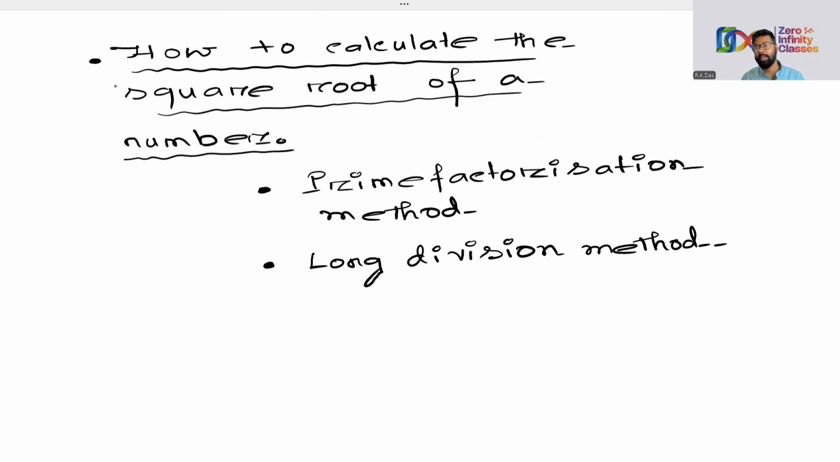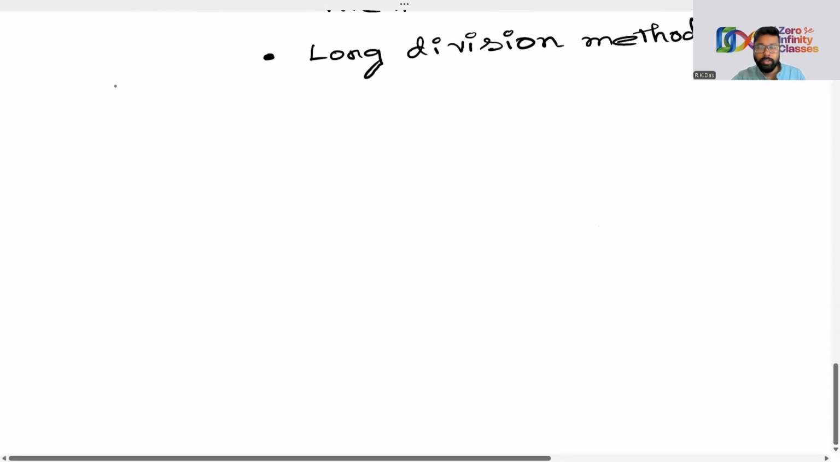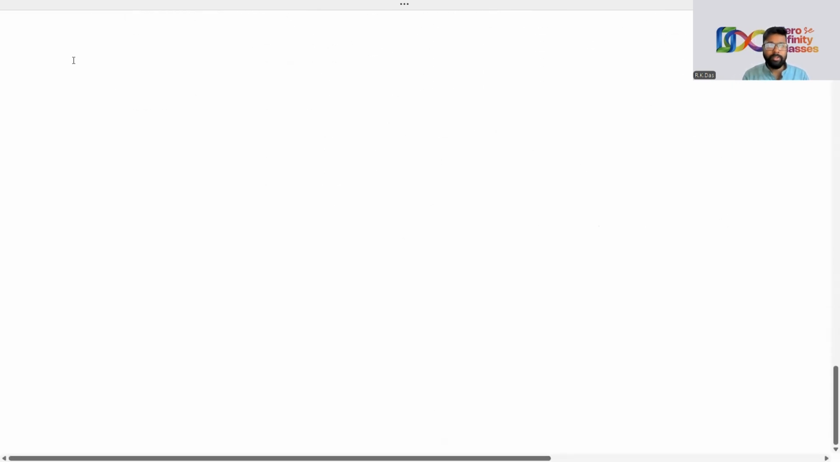With the help of the prime factorization method, we are going to calculate the square root of any number. Let me start with a very small number. Suppose we are taking 81. The question is, what is the square root of 81? Before that, we have to factorize 81. 8 plus 1 is 9. Since the sum of the digits is 9, it is divisible by 3. So 81 is divisible by 3. Let us start with 3.